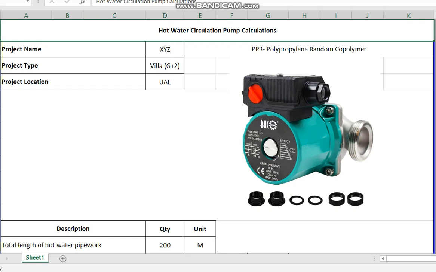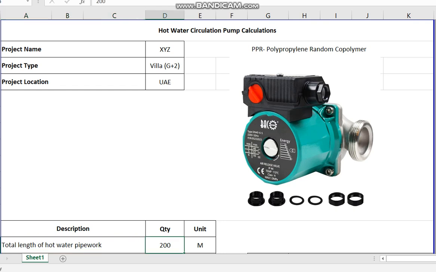So in this video we are going to see the basic method, which gives you an idea of the hot water circulation pump calculation for the early design. So here we have a G+2 villa in the UAE. In this project, we are going to use a PPR polypropylene random copolymer pipe for both hot and cold water. Additionally, for the hot water, we are using insulation for the PPR pipes. The total length of the hot water pipe, including the supply and return, is 200 meters.